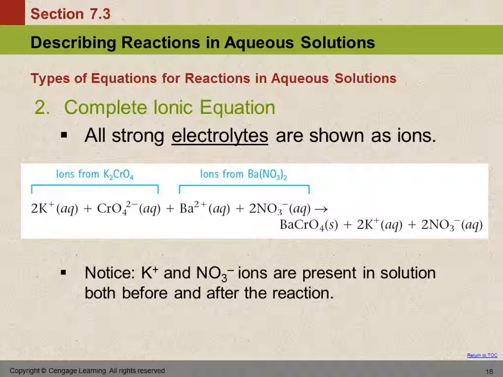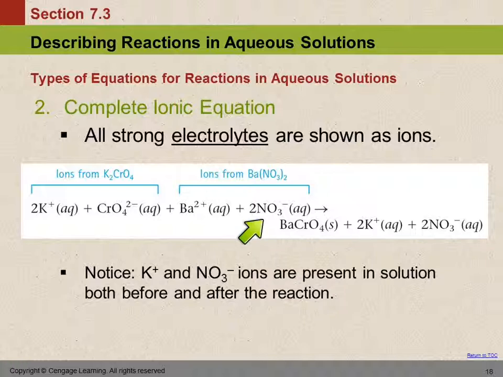So when you put potassium chromate in water, it's soluble. You actually don't have any potassium chromate molecules or anything. You have potassium ions and you have chromate ions. So in the complete ionic equation, we're going to show the species as they actually are. So the potassium ions have separated from the chromate ions, and so we're going to show them separately. And the barium nitrate is separate.